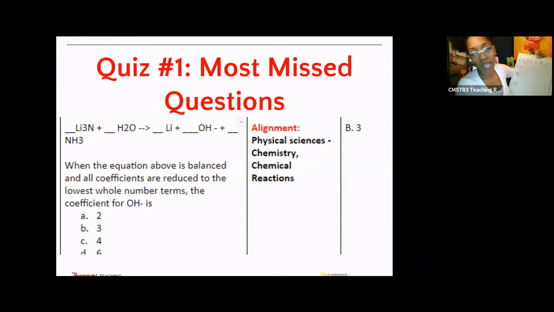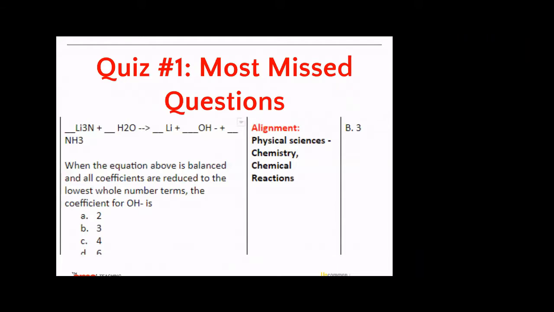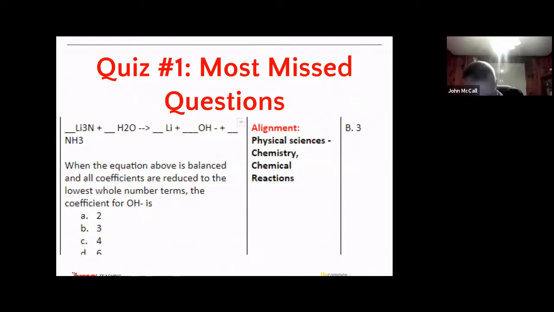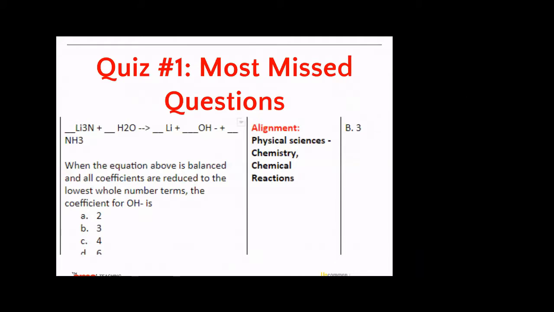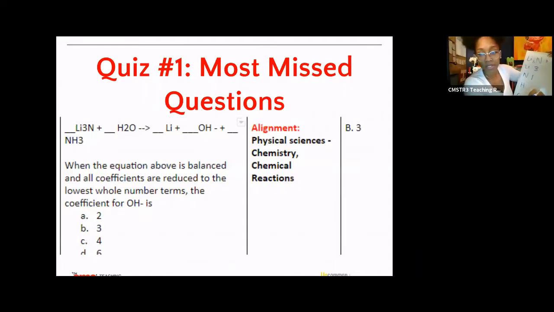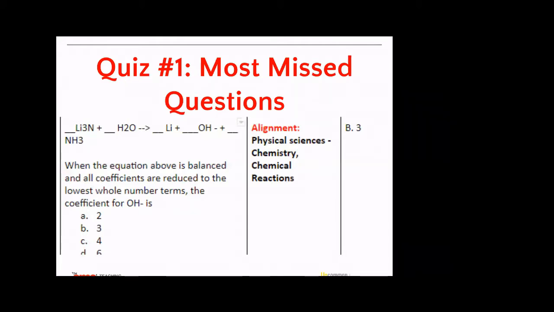On the reactant side, how many lithiums do I have? 3. And how many nitrogens? 1. How many hydrogens? 2. And how many oxygens? 1.